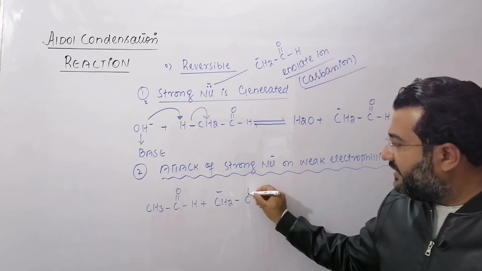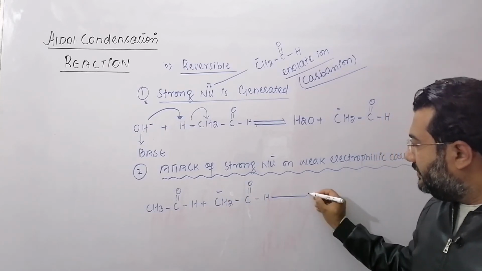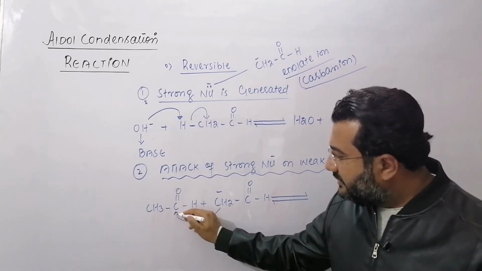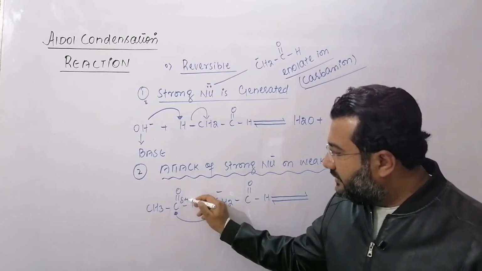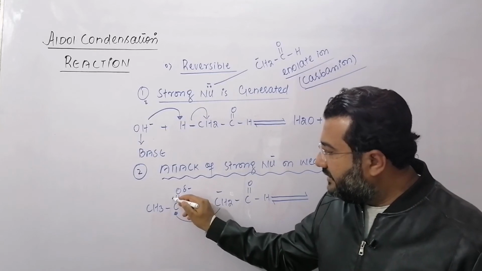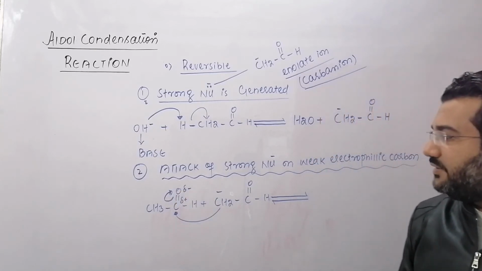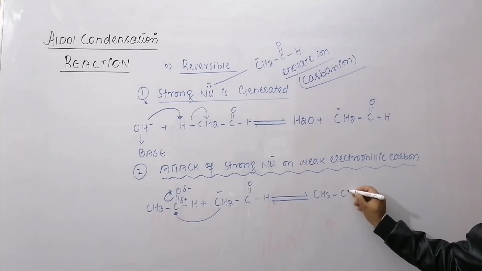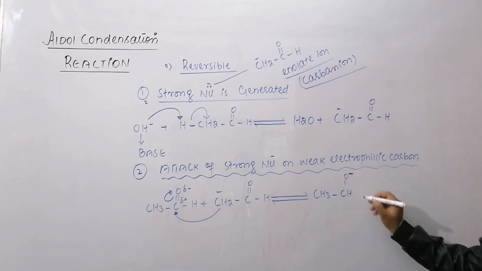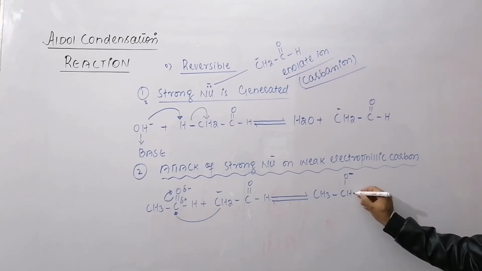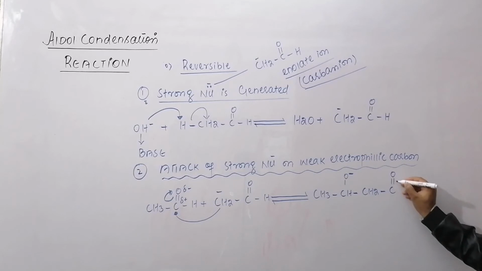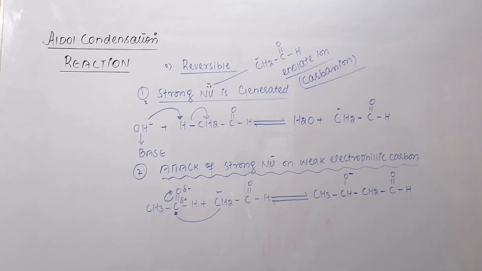The strong nucleophile formed in the first step will attack the weak electrophilic carbon of the carbonyl group of the other aldehyde molecule, and this carbon will give 2 electrons of the pi bond to the oxygen. As a result, this oxygen will get a negative charge, and this one is an intermediate which is formed.